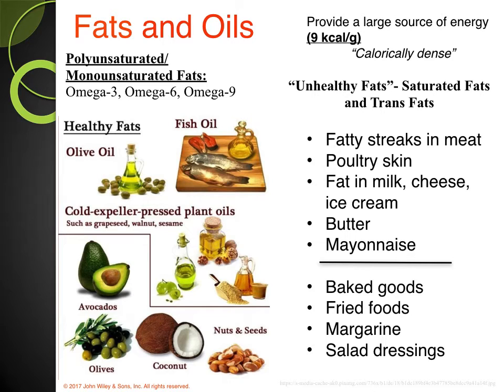Unhealthy fat. So this is what is called saturated fat and trans fat. Saturated fat and trans fat are mostly found in fatty meats. So when you're looking at the meat and you're looking at the marbling, that's fat, and it's typically 100% saturated fat. Poultry skin, the fat in milk, cheese, or ice cream, that's what gives it a good taste, is the fat that's in it. Butter and mayonnaise, and then these ones are more what have trans fat in them: baked goods, fried foods, margarine, salad dressings.